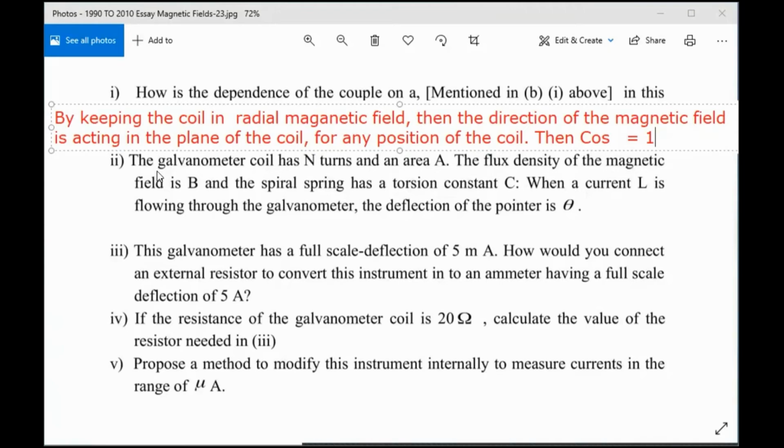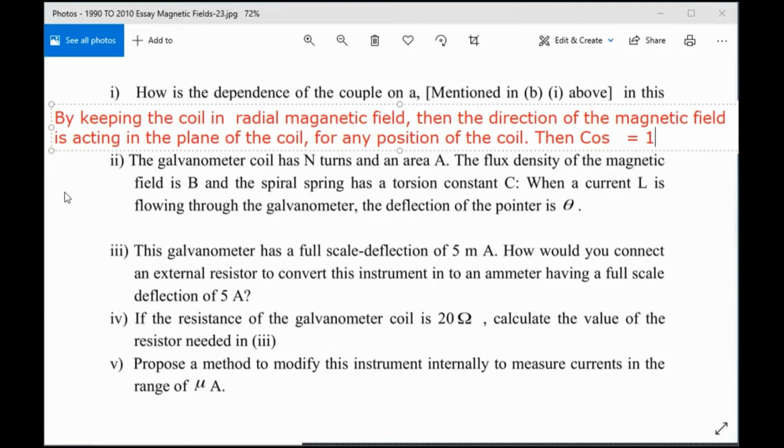Roman number 2. The galvanometer coil has N number of turns and area A. The flux density of the field is B, and the spiral has a torsion constant C. When the current I is flowing through the galvanometer, the deflection of the pointer is theta.